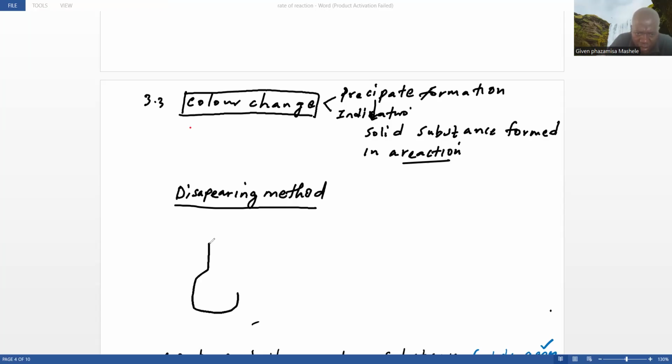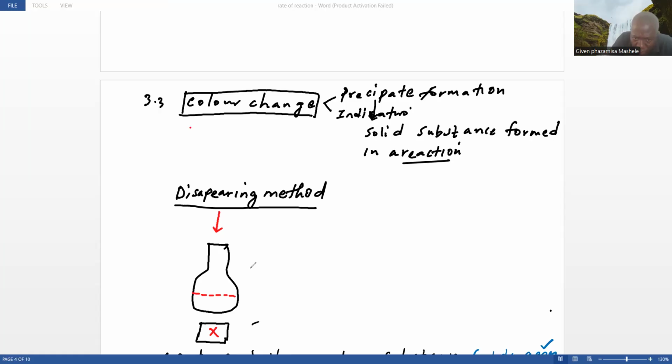I'm not good at drawing, but they actually do this. Under this conical flask, they put a paper, and on this paper they mark a cross. Then someone has to observe from above, looking inside. Whatever the solution is, they mix it. They look at the solution before the reaction. When they observe here, they have to see this mark.